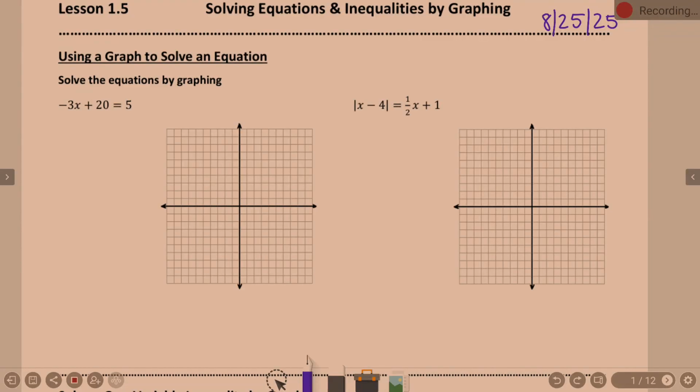Lesson 1.5 is officially solving equations and inequalities by graphing. Now, I'm going to say it's kind of an introduction. It's not the full-fledged solving by graphing that we'll get into in 1.6. But this is kind of a mini introduction.